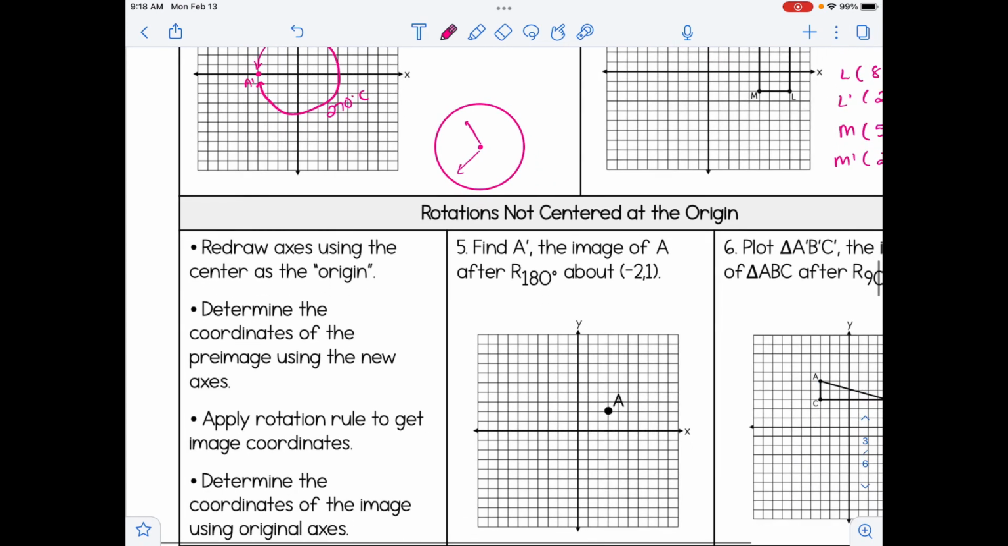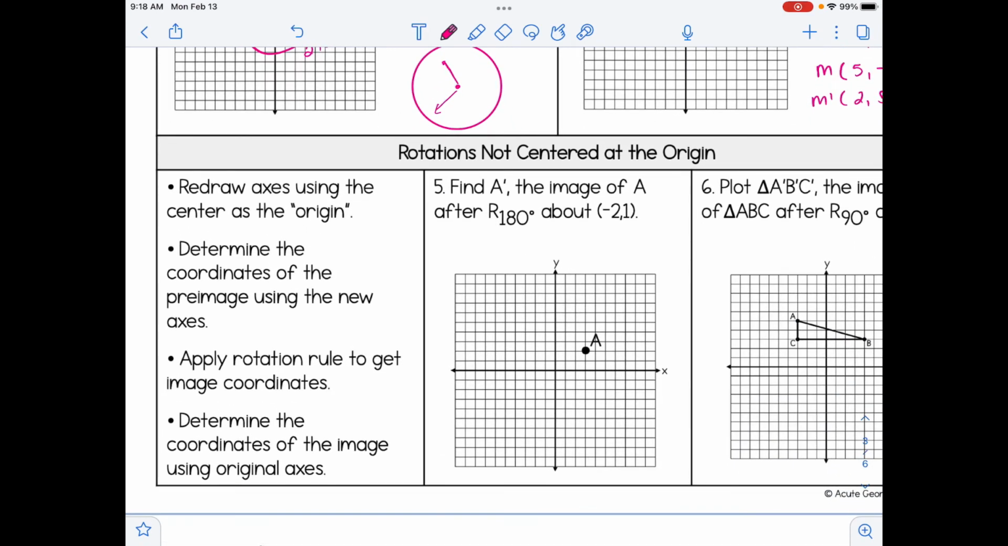But sometimes when we're working on the coordinate plane, the center is not the origin, and these problems can be a little bit more difficult. Off to the left here are the steps of how you could do it. There are other ways. This is just one method. Redraw the axes using the center as the origin, determine the coordinates of the pre-image using the new axes, apply the rotation rule, and then determine the coordinates of the image using the original axes. So just take note when you're doing these, new axes versus original axes. That's going to be important.